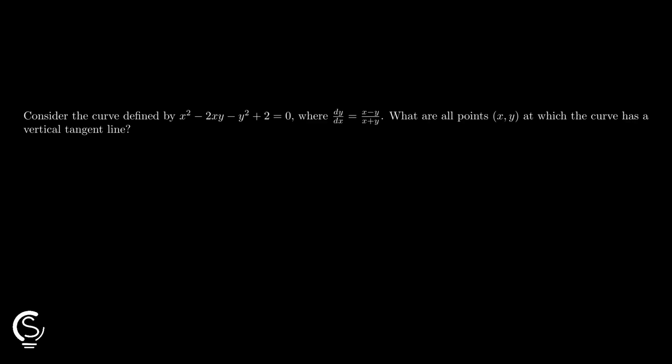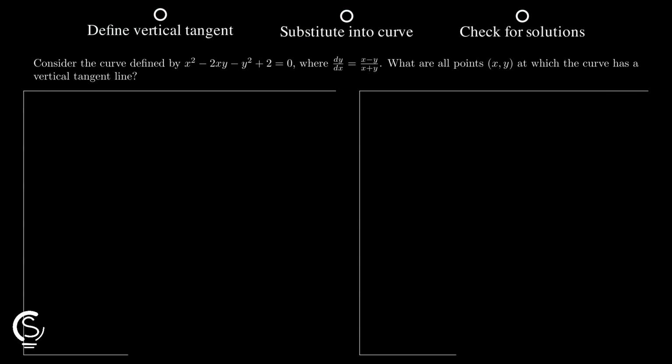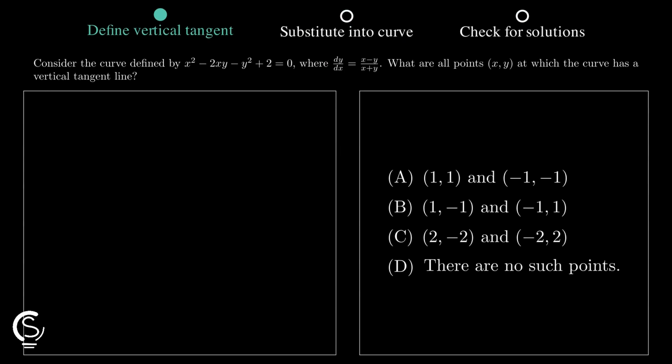Let's go! Vertical tangents on a curve are tricky, but we can find them quickly by analyzing the derivative and checking for points where the slope becomes undefined. A vertical tangent occurs where the slope is undefined. Looking at our derivative, this happens when the denominator equals 0, meaning x plus y must be 0.